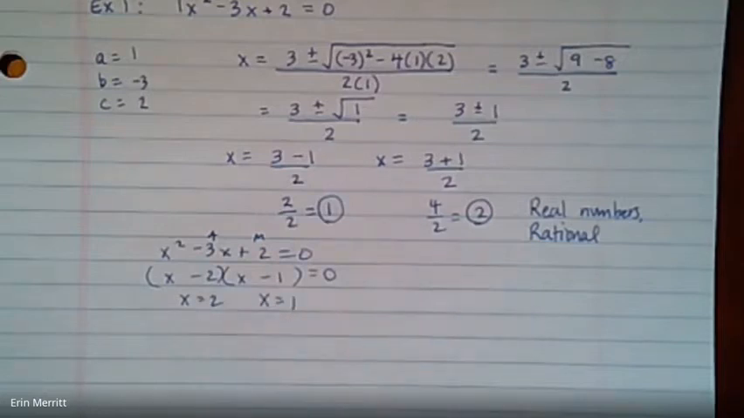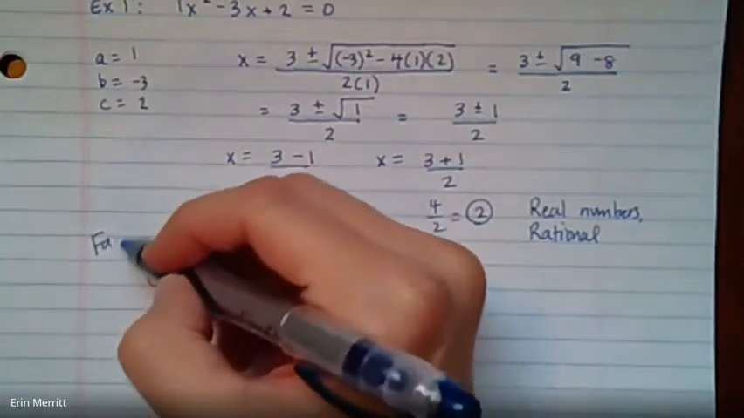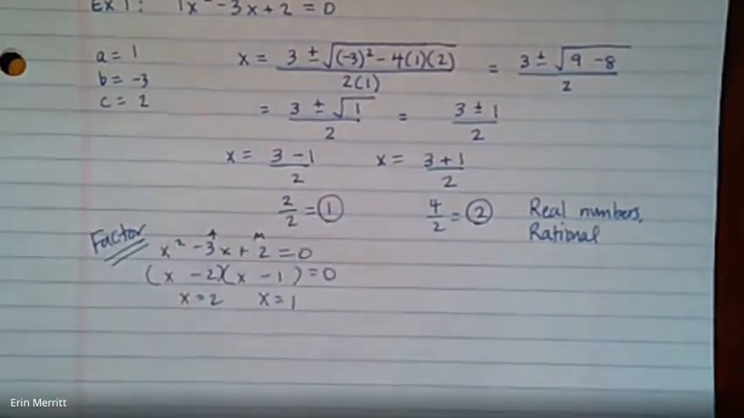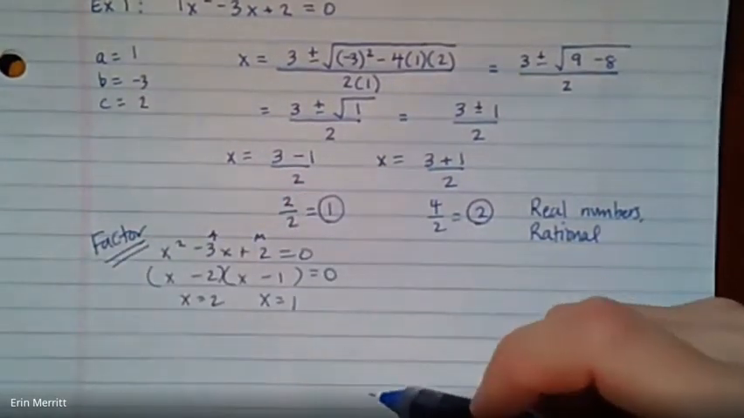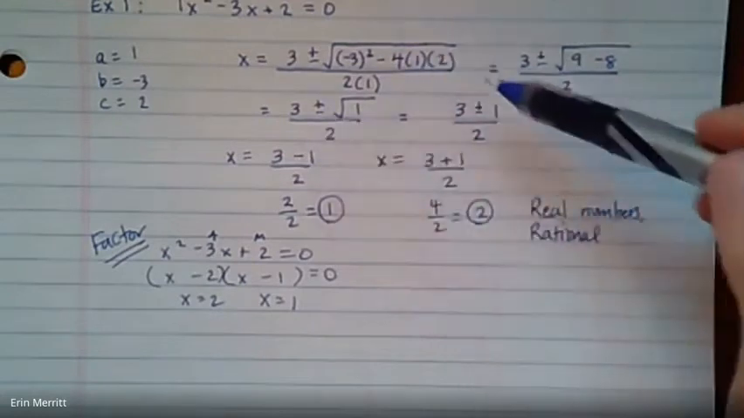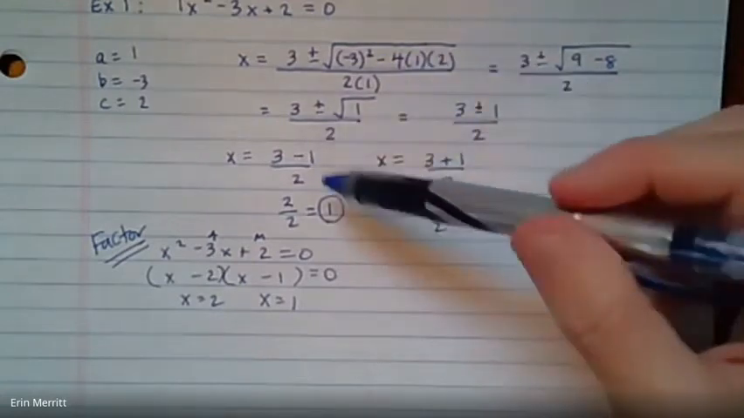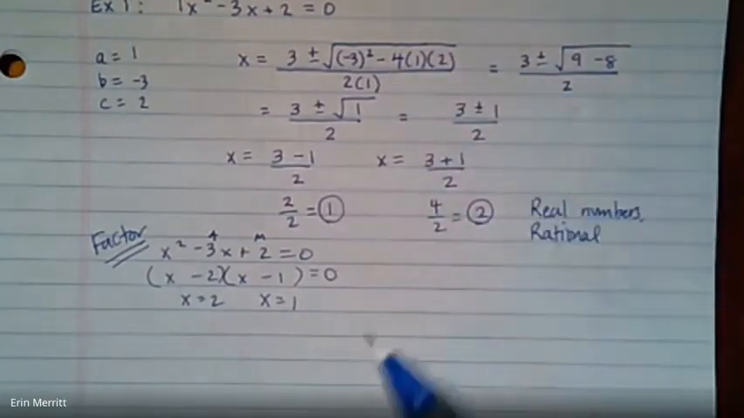So that's what I mean by if it's factorable, that's always going to be the fastest way. But if you don't see how to factor it, the quadratic formula works regardless. It just takes a little bit more work to get there. So that's the nice thing, it's a guaranteed way to be able to solve.